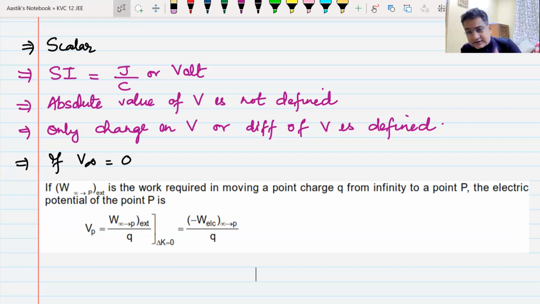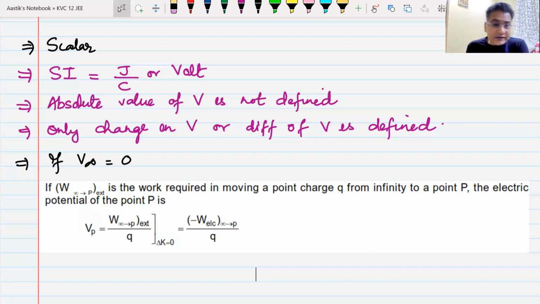Now, this is the way electrostatic potential is defined. This is the same way in which gravitational potential would be defined. The only difference would be instead of electrostatic force, you will have gravitational force. And in place of charge Q, you will have mass. But there is one more difference between electrostatic potential of a point charge and potential created by a point mass. We'll see that difference. Do we understand this? Yes or no?